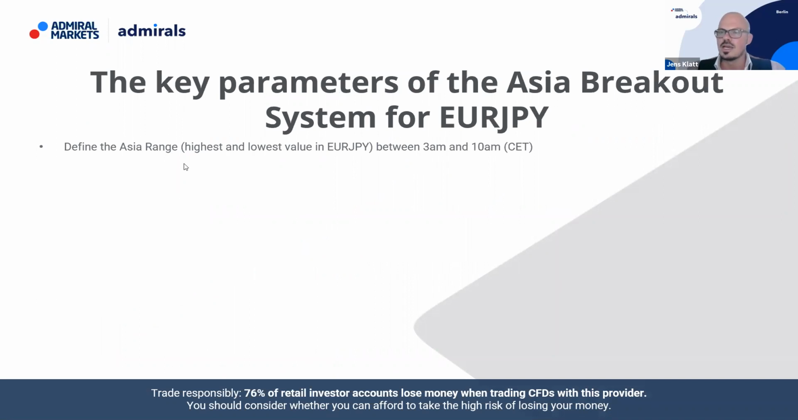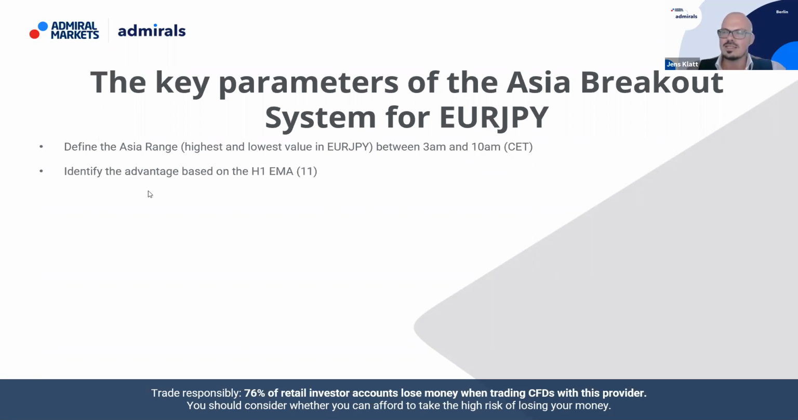So what we do is we define the Asia range, which means the highest and the lowest value in Euro JPY between 3 a.m. and 10 a.m. Central European time. So it means 4 a.m. and 11 a.m. EET, or 1 hour earlier, it means 2 a.m. and 9 a.m. London time. So depending on your time zone, it should be based on Central European time, 3 a.m. to 10 a.m. So this is the time period I look at.